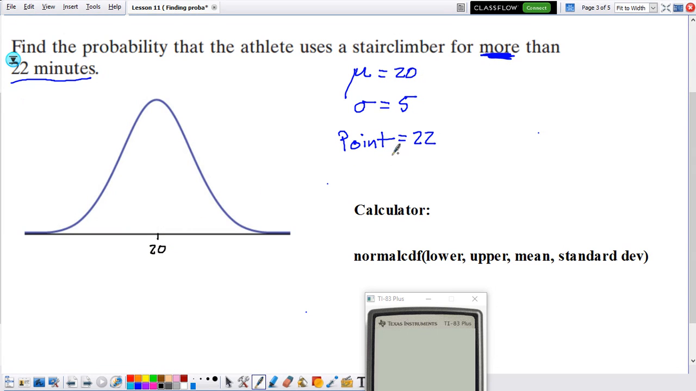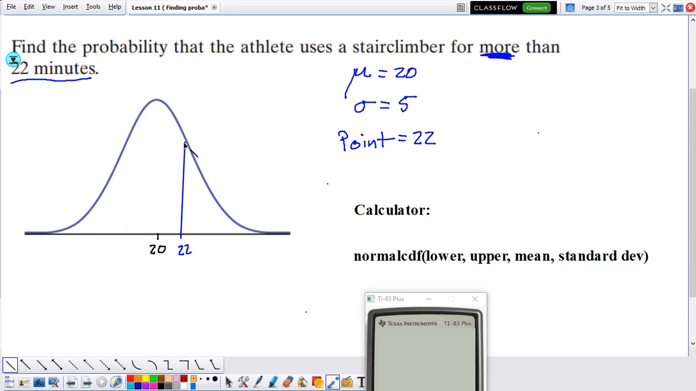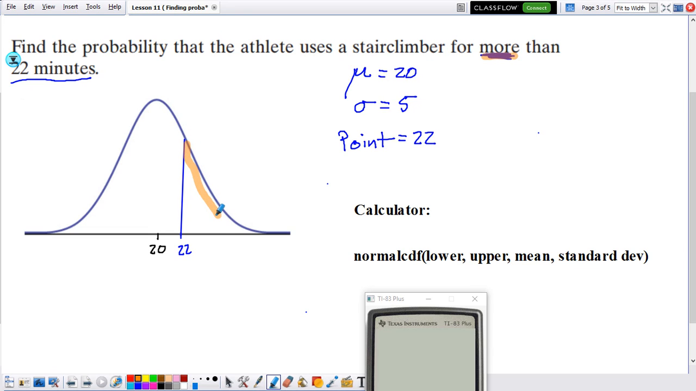We know that the point of interest is 22. So if this is 20, 22, I don't know, it should be somewhere over here. And now let's just draw our line. Now, what is it that we're interested in? We're interested in finding the probability that the athlete uses the stair climber for more than 22 minutes. So if we're looking for something that is more, we're going to be looking at the right side.